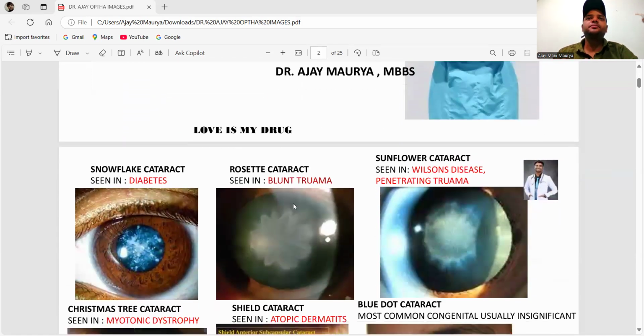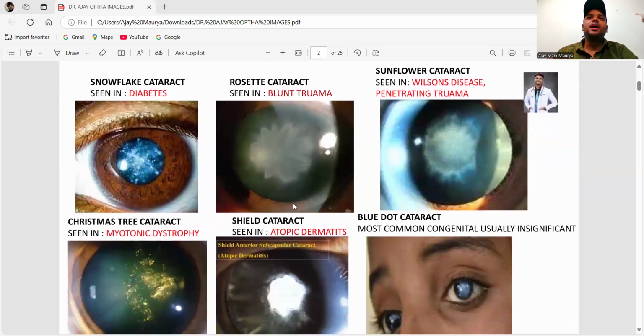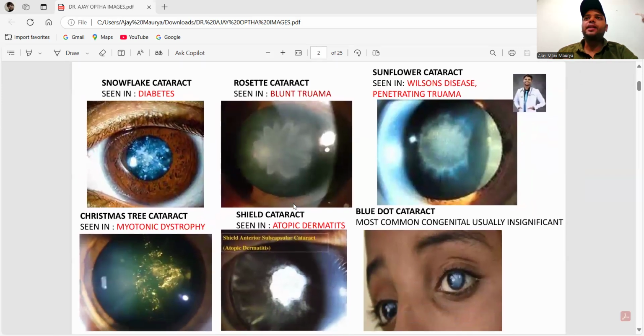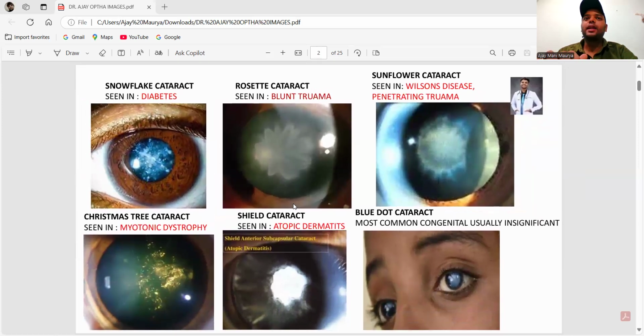The first one, guys, you have to know about the types of cataract. So the first one is the snowflake cataract. Snowflake cataract is seen in diabetes mellitus. In diabetes patients, you see the snowflake cataract.